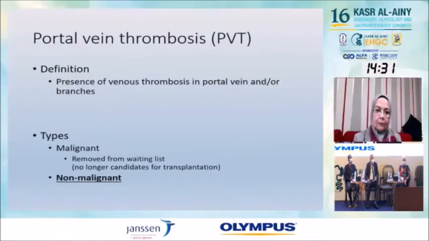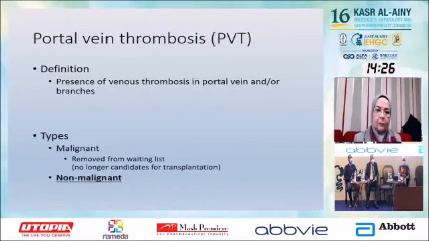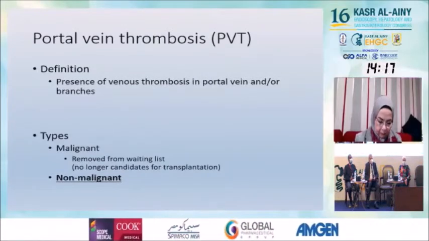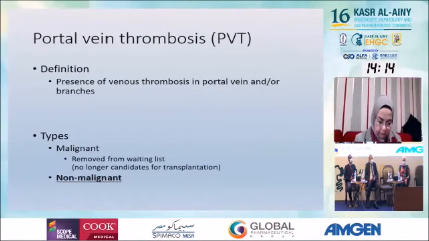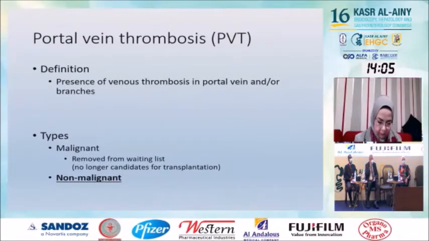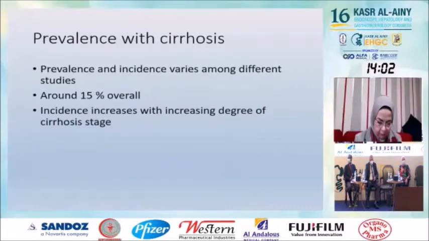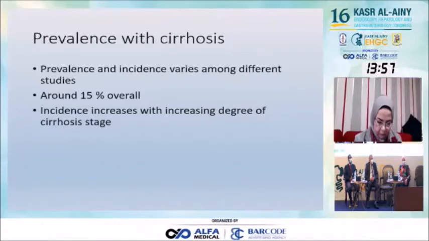The definition is the presence of venous thrombosis in the portal vein and/or its branches, whether they're intrahepatic or the splenic and superior mesenteric. Types: malignant, and these will be removed from the waiting list because they're no longer candidates for transplantation, and non-malignant thrombi, and these we will talk about. The prevalence and incidence vary among different studies. It's around 15% overall. The incidence increases with increasing degree of cirrhosis stage.